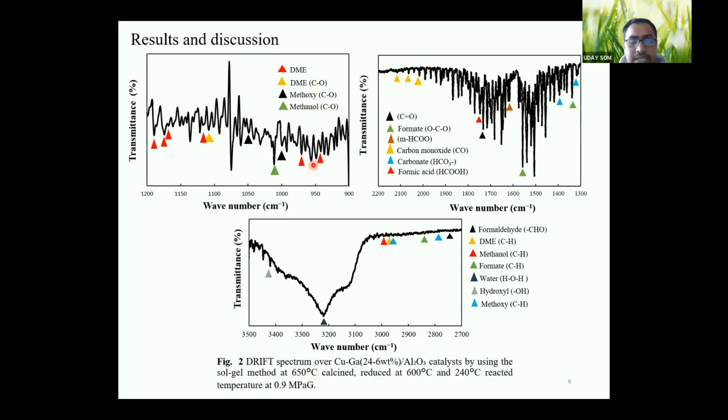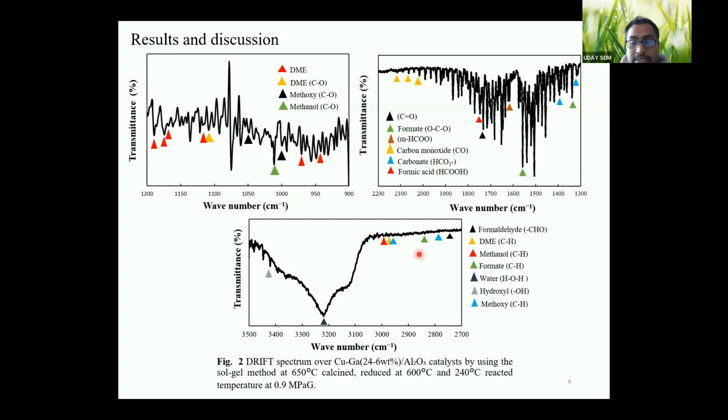The carbonate and carbon monoxide bands were at 1337, 1385, 2032, and 2075. The wave numbers from 2700 to 3500 represent the smaller intensity peaks of formaldehyde and hydroxyl.